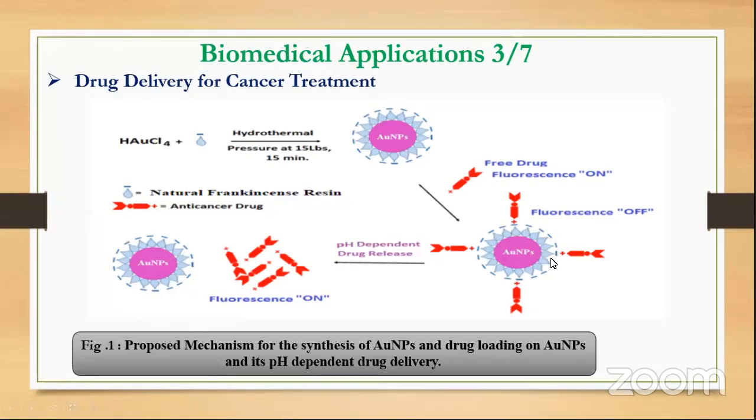Second, why have we chosen gold as a good nanomaterial for the delivery of the anti-cancer drug? Especially, it has a sensing capacity. It can detect the affected tissues. That is one of the special properties of the gold nanoparticle. This is called in vitro studies.